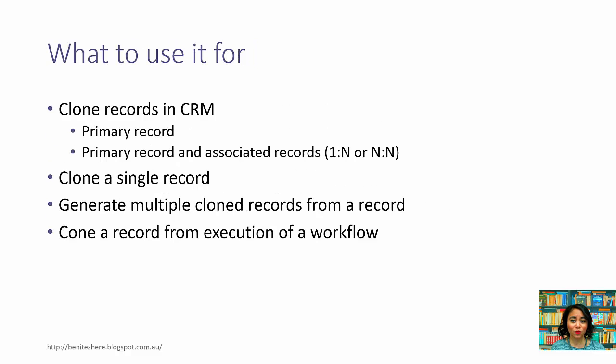And what can it be used for? Okay, so you can clone a primary record in CRM, and you can clone associated records. So the example I provided earlier was account and its associated contacts. You can also clone a single record, and multiple cloned records can be generated from one single record. Does that make sense? Anyways, you can also create a cloned record when you execute a workflow, and I'll be showing you this today in the demo.